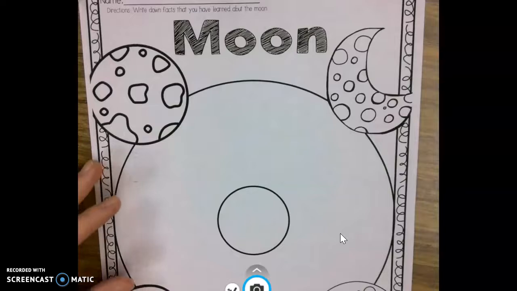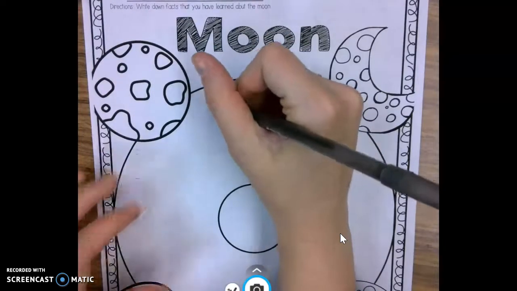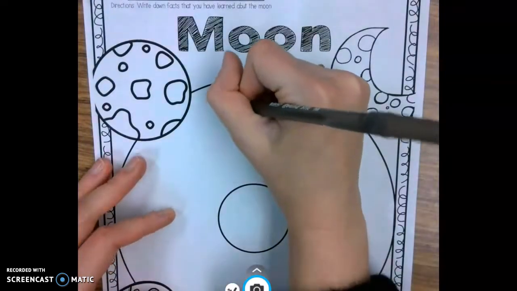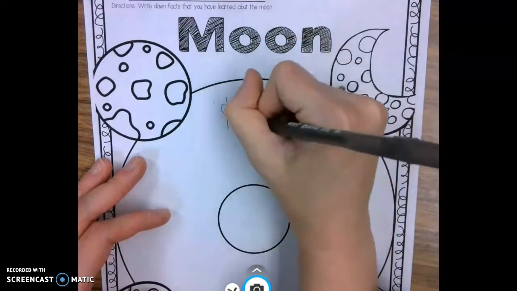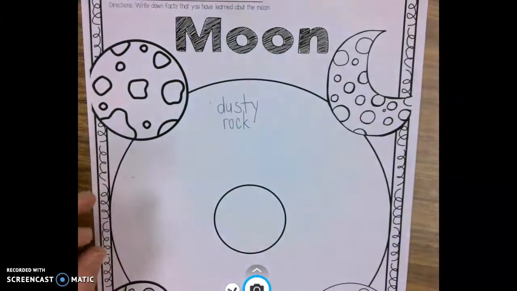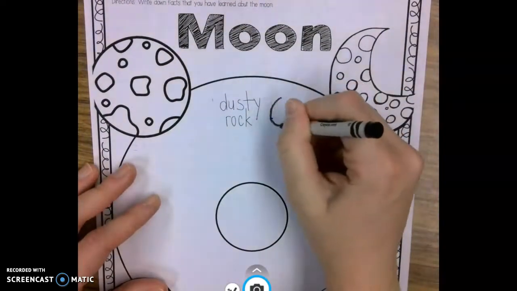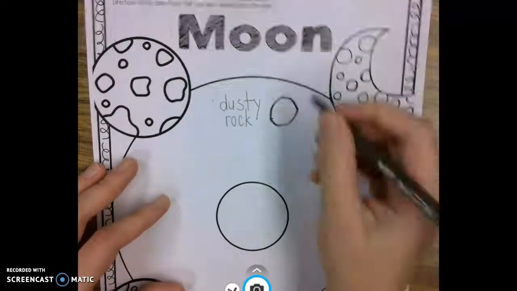So when I think of facts, the first thing I want to say is the moon is a dusty ball of rock. I actually had to learn this too. Which is kind of interesting when you think of the rocks we have here on Earth, right? So I'm just going to draw the Earth. The moon. This is the moon.